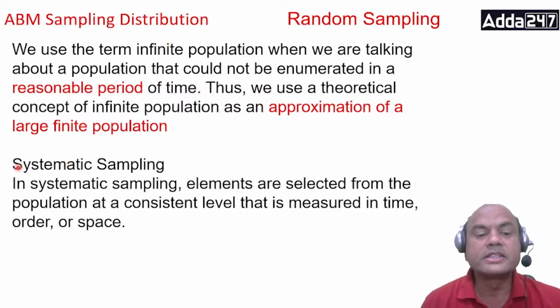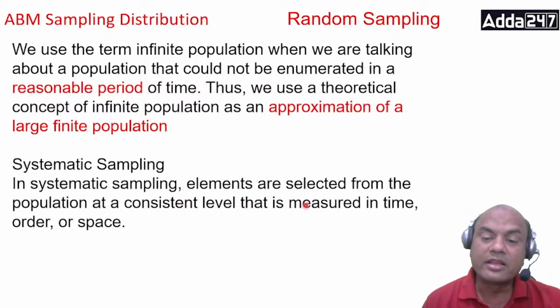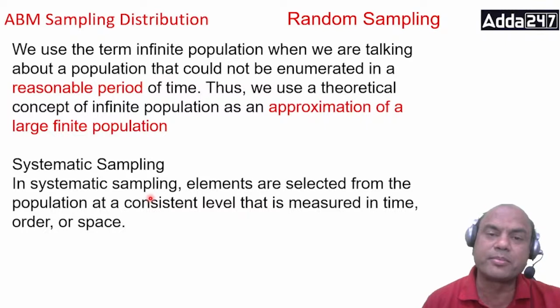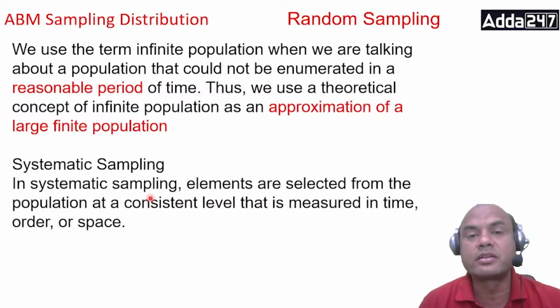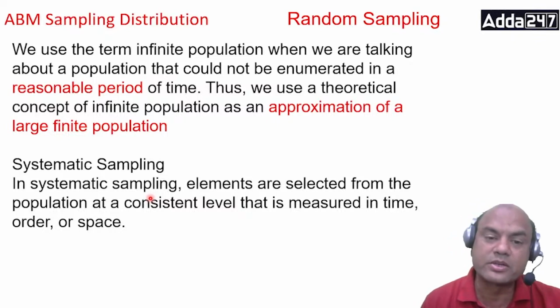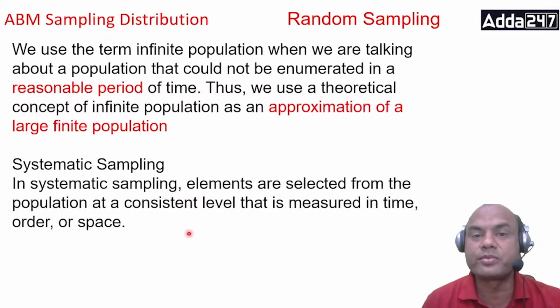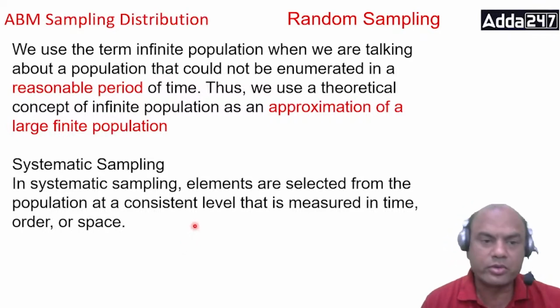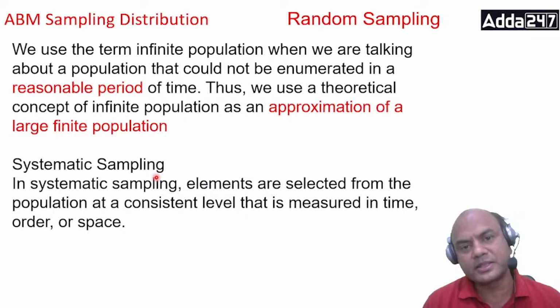Okay. Systematic sampling. In systematic sampling, elements are selected from the population at a consistent level that is measured in time, order, or space. Now, consistent level, what do you mean by this? Just now I told you, in the slide I showed you: every 5th student in the class of 60 students will stand in the row and come out. So that's known as systematic sampling.